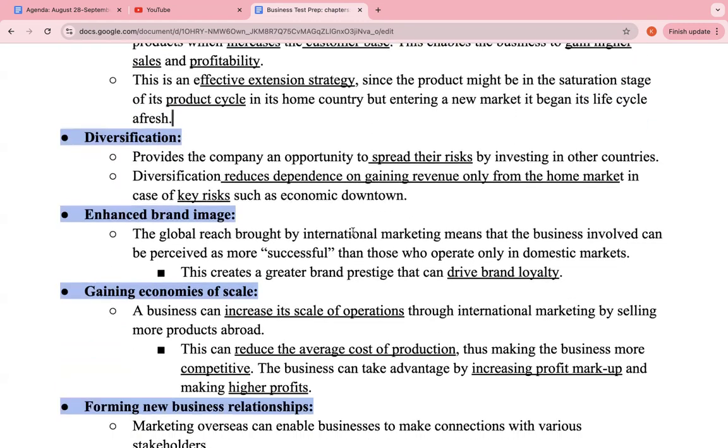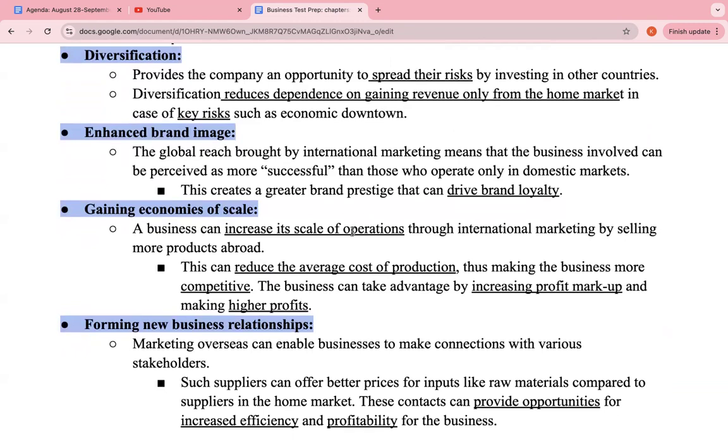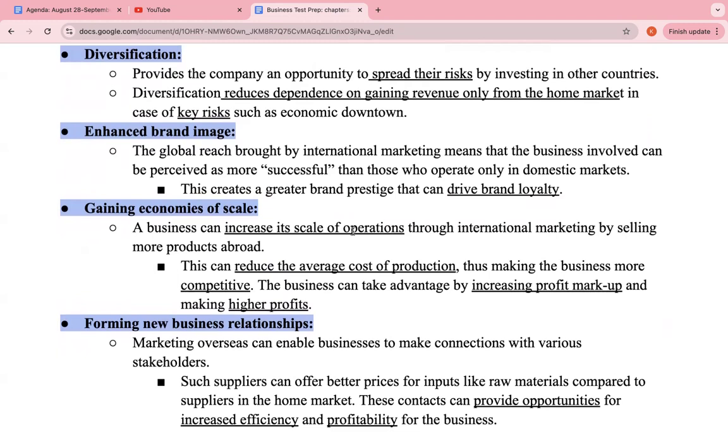Diversification. We learned this in section 1.3, the Ansoff matrix. It provides the company an opportunity to spread the risks by investing in other companies, because diversification is new product and new market. Diversification reduces dependence on gaining revenue only from one home market, because if it's not popular in one country, it doesn't mean it's not popular in another. It might be popular in country A but not in country B, and vice versa, in case of key risks such as an economic downturn.